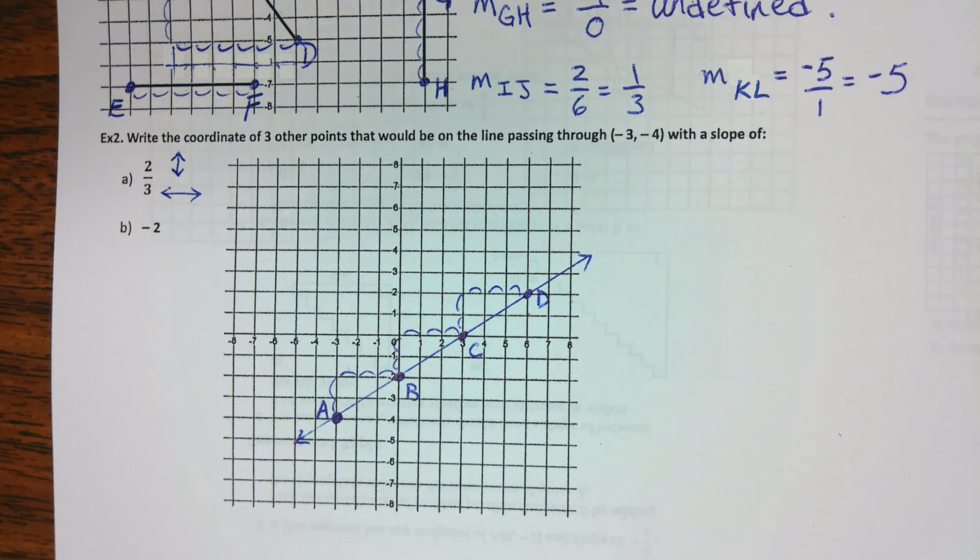Okay. How many points can I actually draw on this line? Infinite. The slope of the line is the same throughout, so you can do infinite.